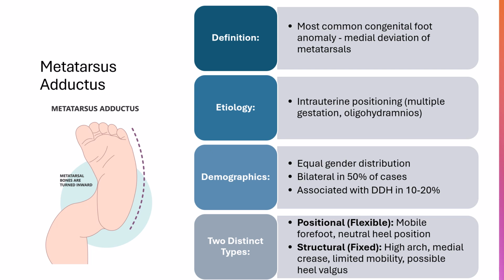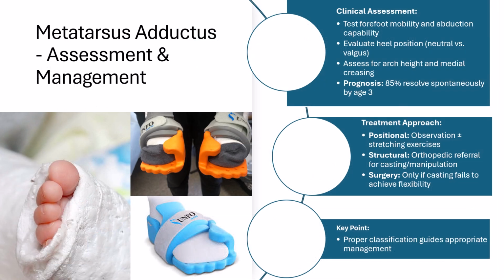Clinical assessment must distinguish between 2 types: positional deformities with flexible, easily correctable forefoot, and structural deformities characterized by high arches, medial creases, and limited mobility. Clinical assessment focuses on determining flexibility. Can the forefoot be abducted past midline? Positional deformities show good mobility with neutral heel position, while structural deformities demonstrate limited abduction, high arches, and sometimes heel valgus.